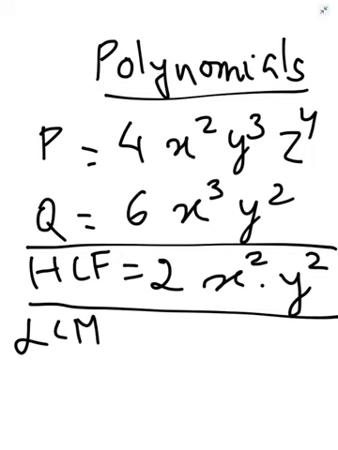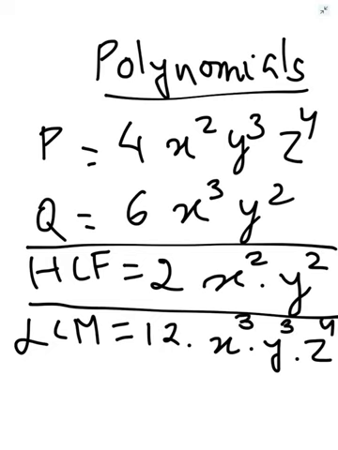Now for LCM, first we have to find the LCM of the numbers 4 and 6. So that is 12. Now write all the variables x, y, z. In LCM all the variables will come. And the highest power will come. x cube, y cube, z to power 4. The final LCM will be 12x cube y cube z to power 4. And the HCF was 2x square y square.